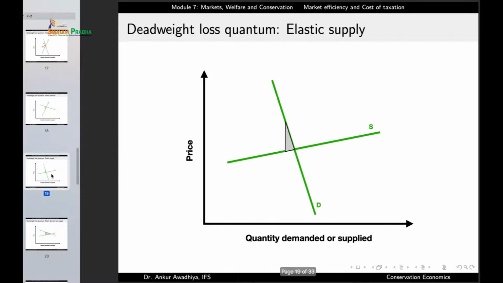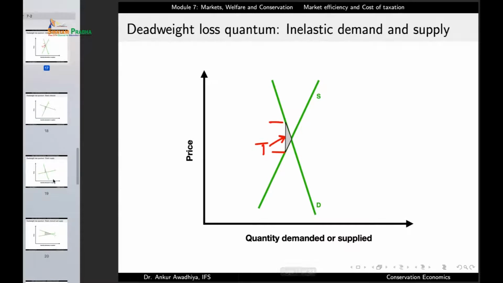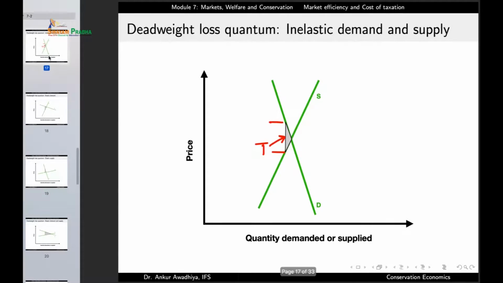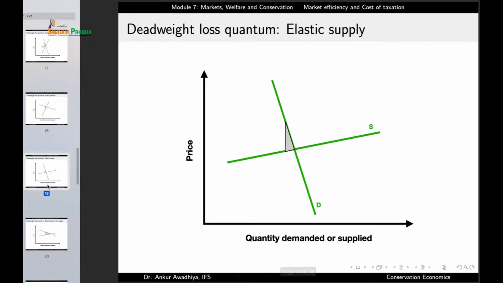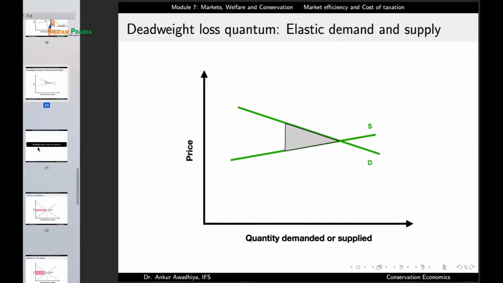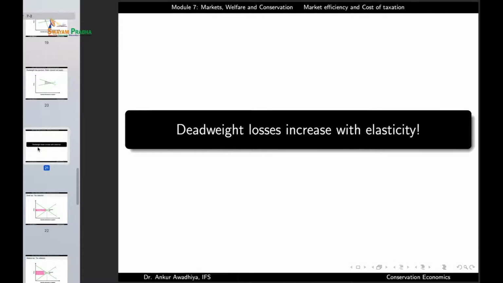Similarly, if we keep the demand curve the same, but we make the supply curve elastic, then also we start to observe that the deadweight losses have increased as compared to these curves where we have an inelastic demand and supply. And if we make demand and supply both elastic, then the deadweight loss increases even further. So what we are observing here is that the deadweight losses increase with elasticity.